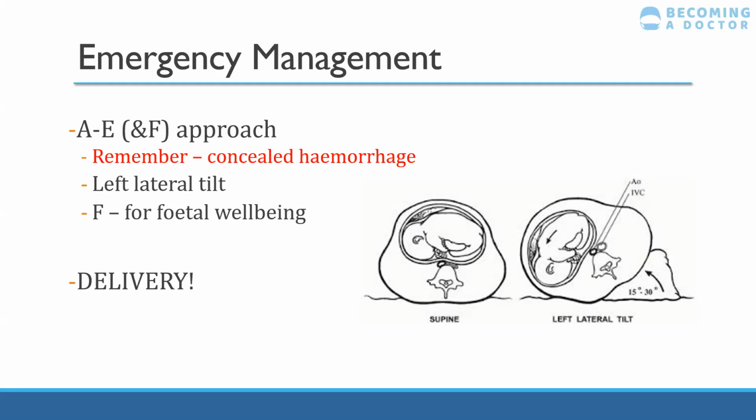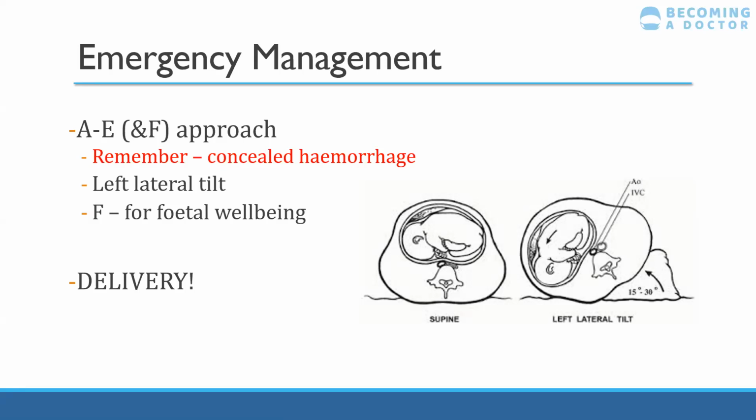The other thing to remember in pregnancy is the left lateral tilt. So with the picture here, you can see in pregnant women, specifically later gestations, the baby is actually quite big and there's quite a lot of amniotic fluid. So that can compress the IVC, and that can reduce venous return to the heart and make the situation much worse. So by getting her to lie onto the left-hand side, as you can see from the picture, that allows the pressure to come off the IVC and increases venous return.